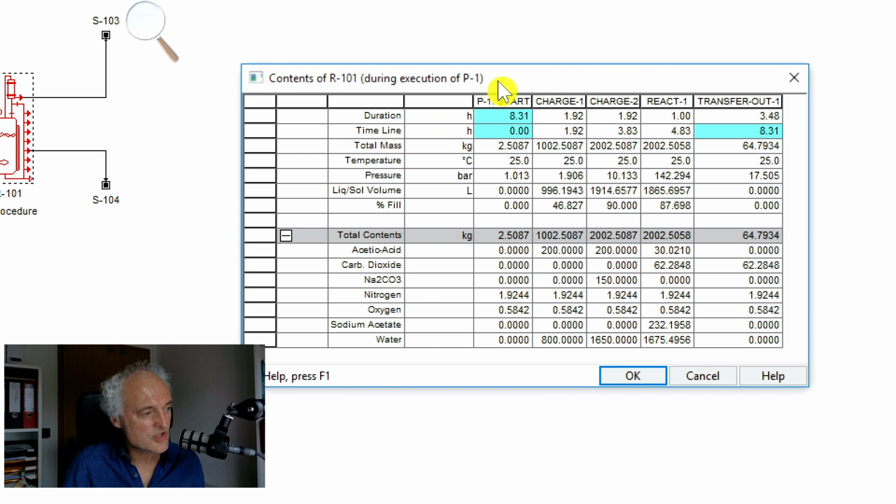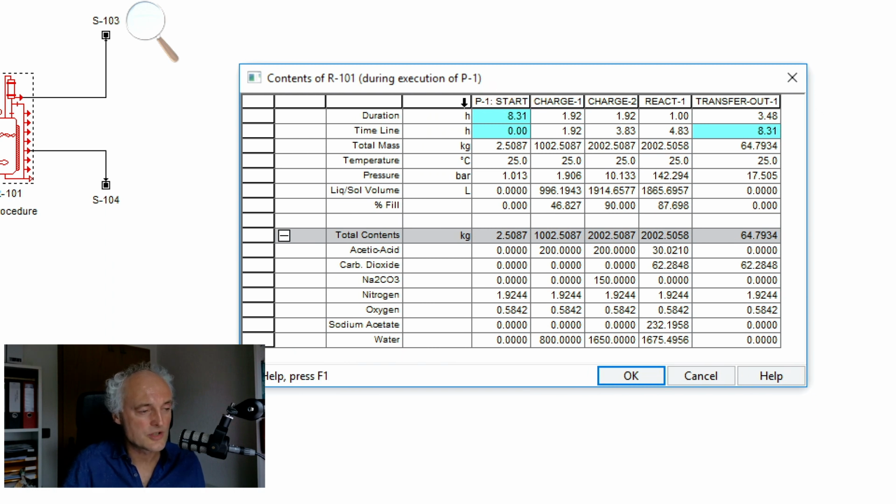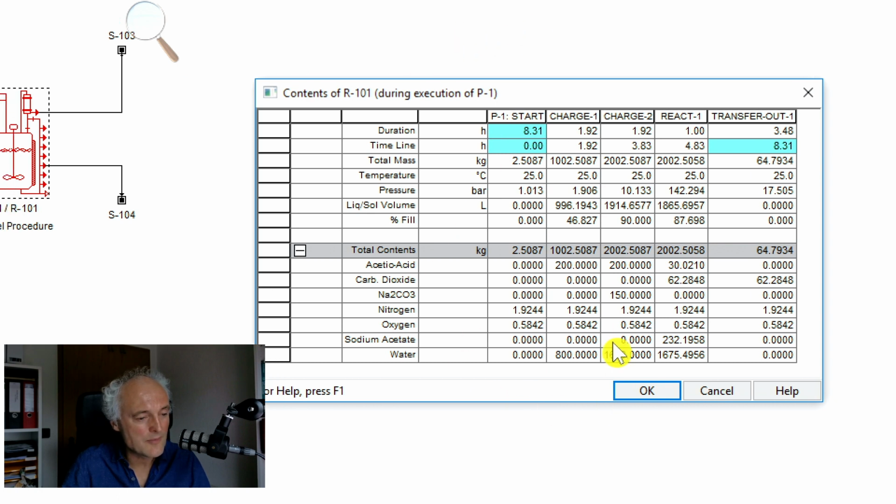This shows us now the contents during the execution of P1. At each time point, we have the duration, what is happening, and so on. So you see at P1, we start. We have, of course, air in our reactor. Nitrogen and oxygen is inside. This stays inside the complete period, by the way. Then we have our charge operation. And you see this charge operation takes 1.9 hours because we need to pump it in.